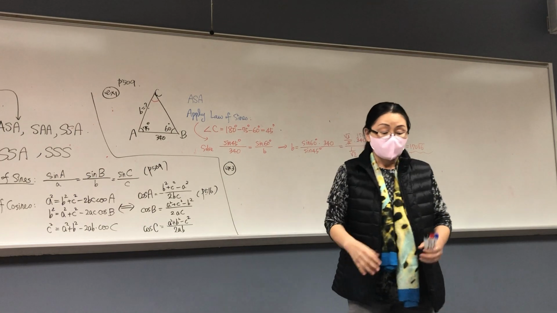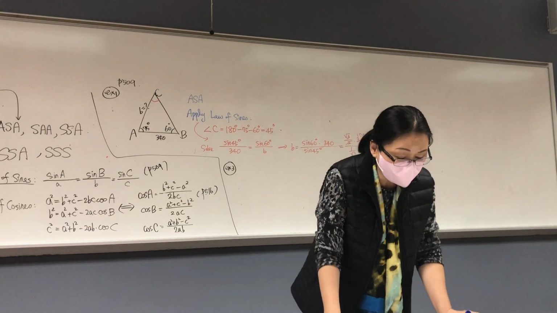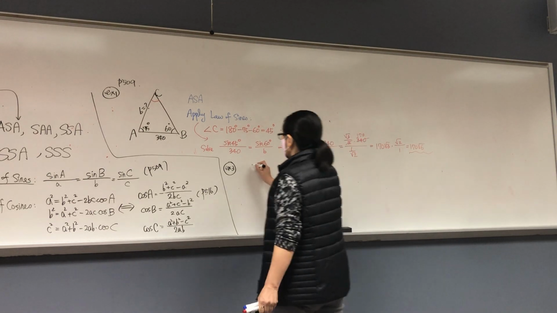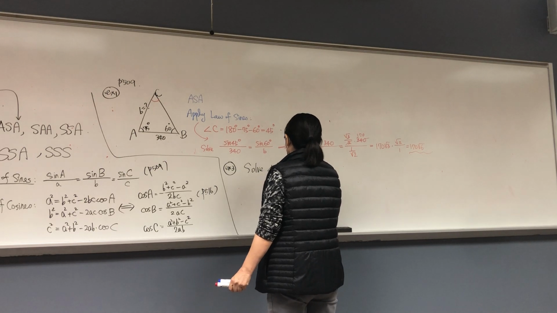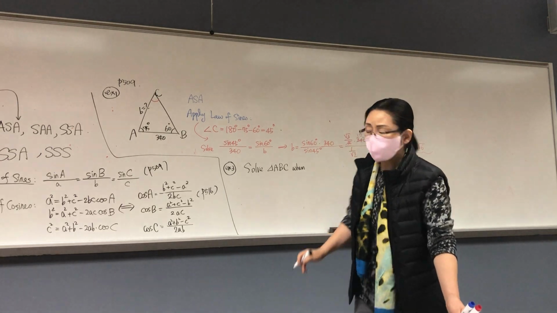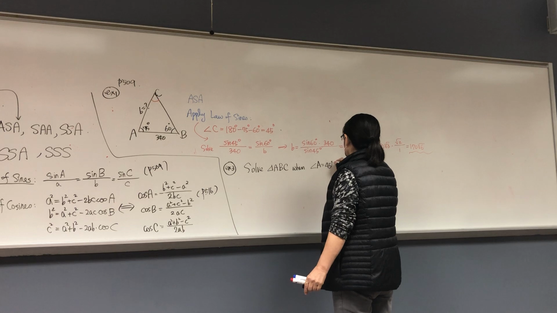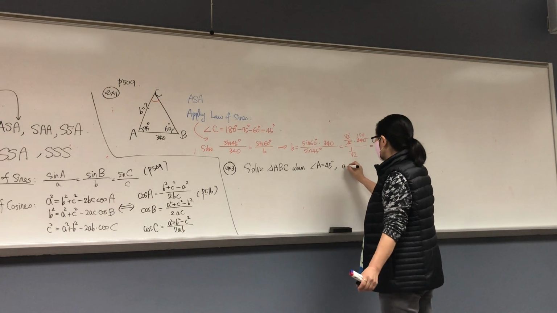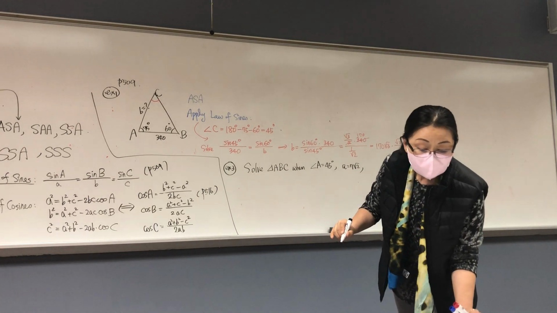Example 3. No graph is given. You should set up the graph. Okay, go. Solve ABC. What is the given condition? We know angle A is 45 degrees and two lengths, a is 7 square root 2 and b is 7.